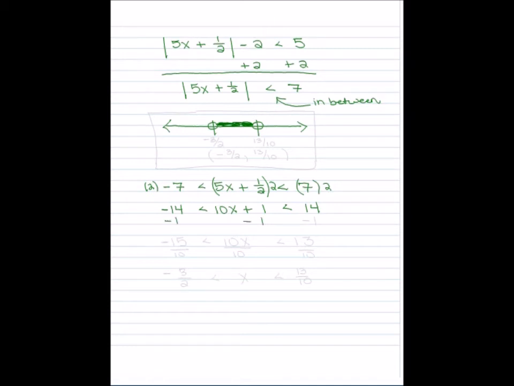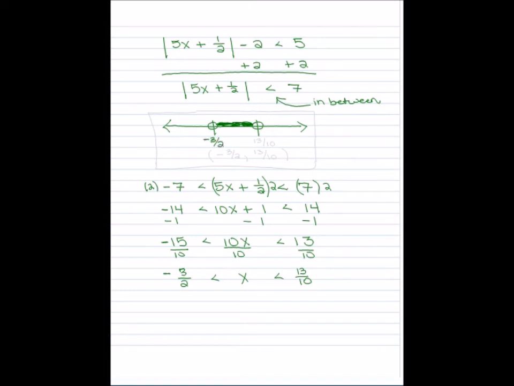Now the goal is to get x in the middle by itself. So let's do the work we need to do to get x in the middle by itself. I subtract the 1. And then I'm going to divide by 10 in all 3 sections. So negative 3 over 2, x is in the middle, and then I have 13 over 10. I have the x in the middle by itself, so this is completely solved.